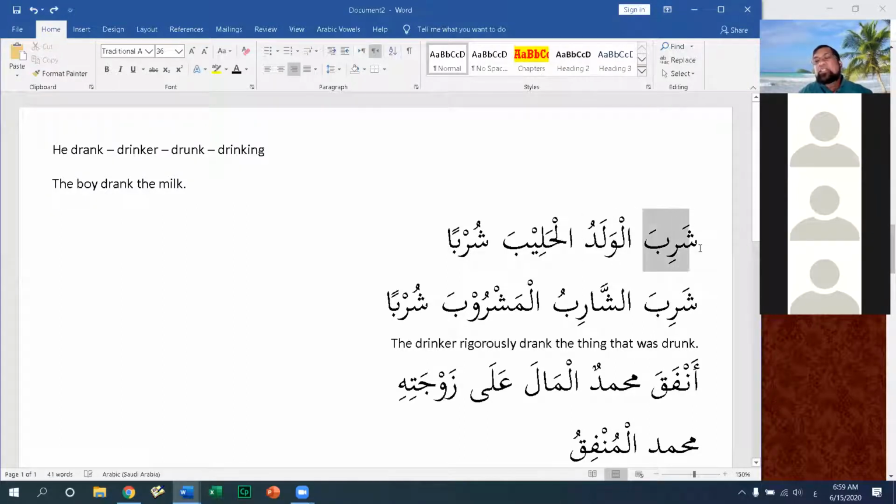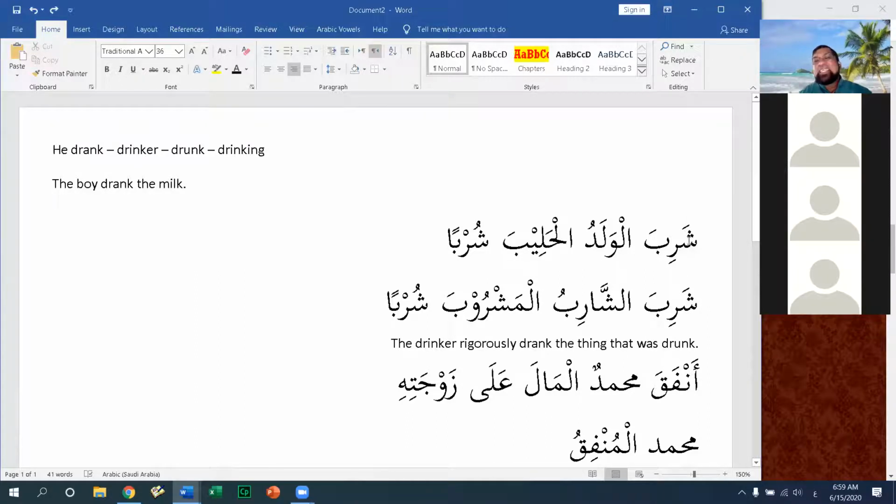If we were to take shariba and isolate the doer, remove the doer and just leave the drinking, and we don't say who did it, that's what shurb means. Drinking. Are you following me? So drinking is taking out the he from the he drank, and then you're left with just drinking. Got it.